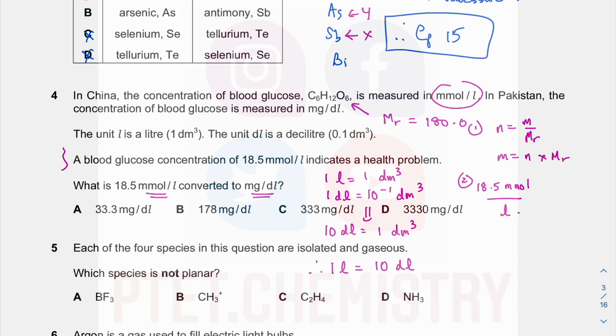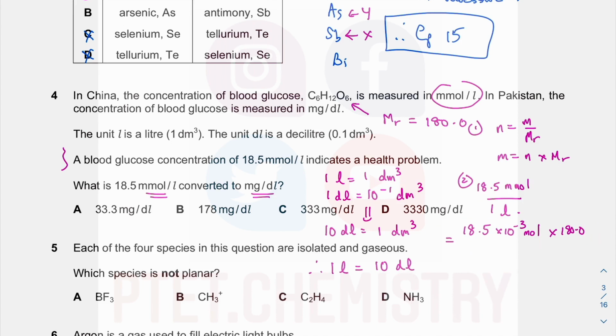So we continue back to the 18.5 millimole over 1 liter. This means per 1 liter. So that means we convert the top bit into mass. So that is millimole. Millimole converts to milligram. So the milli converts to milli. So the mole itself is times 10 to the power minus 3. That is mole. And then I convert it to mass in gram by multiplying by MR, which is 180.0. That will give me the mass in gram, because I have converted the millimole into mole.